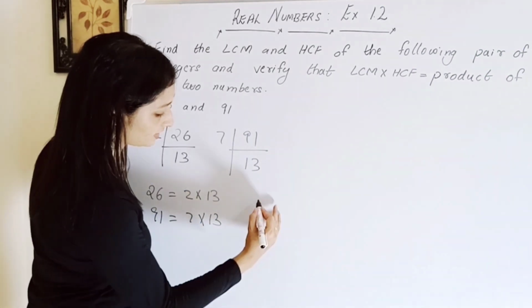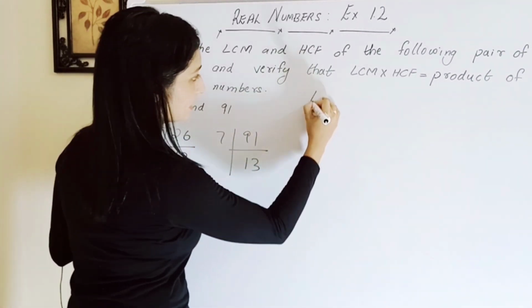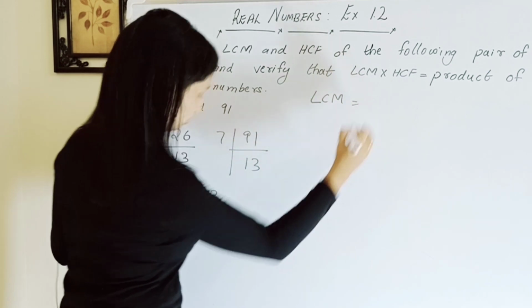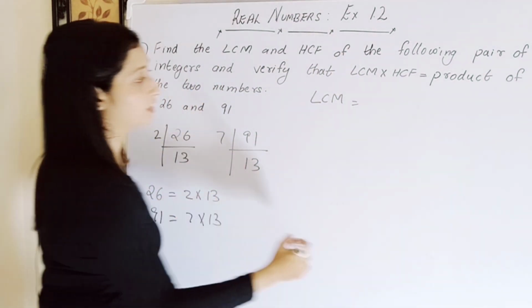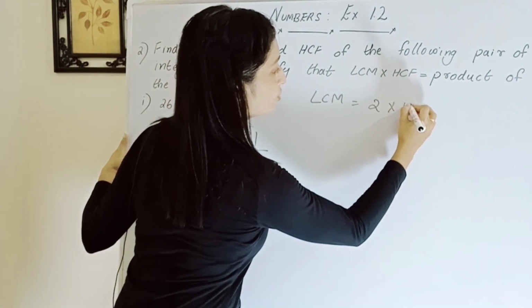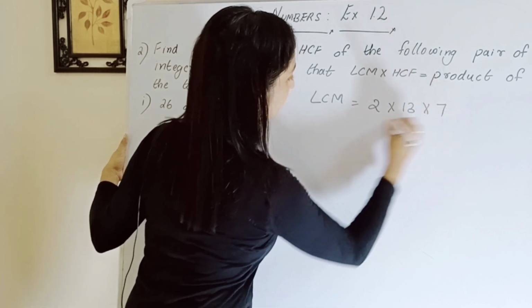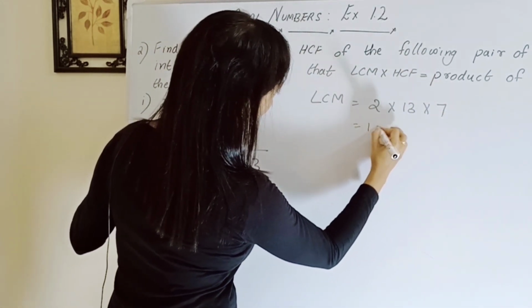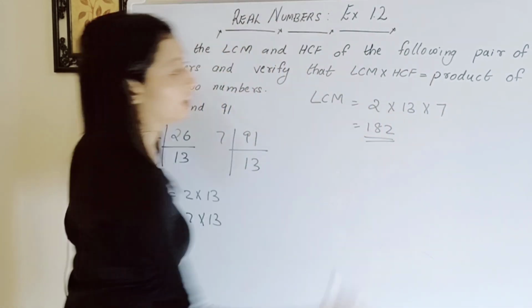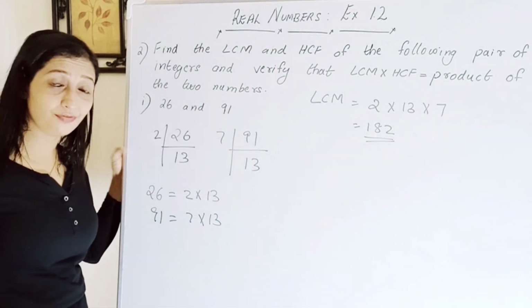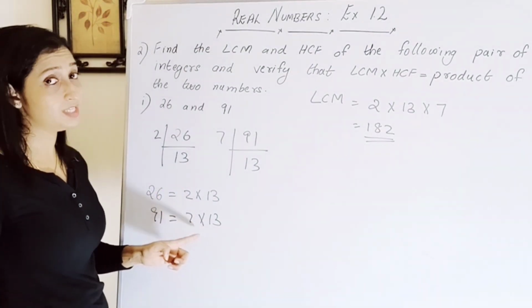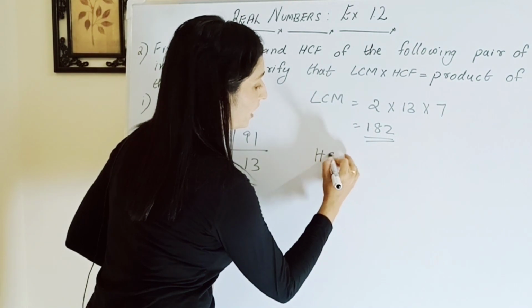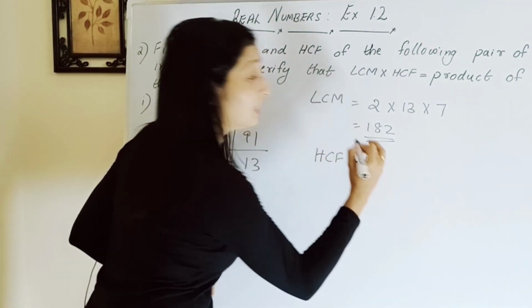Now what is the LCM? LCM is equal to 2 into 13 into 7, which is 182. Now what is our HCF? The highest common factor is 13. So HCF is equal to 13.